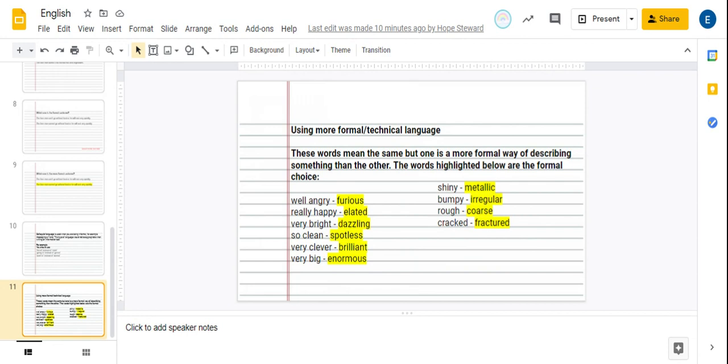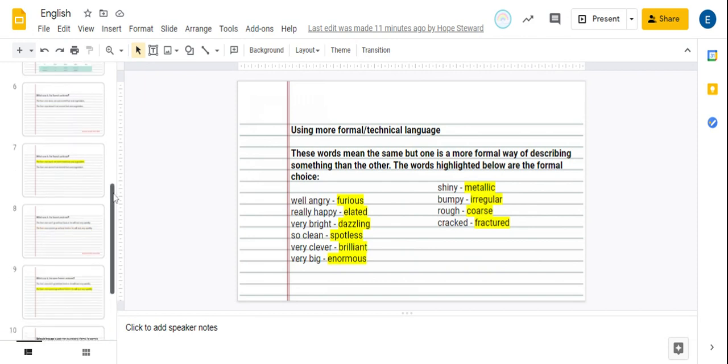So if you're thinking about which words you could use to describe something about your Iron Man today, you might think, right, I could type the word that I'm thinking, the word might be shiny, into Google and find other words that mean the same thing that sound more formal, like metallic, for example. So that's something you could do today to help you.